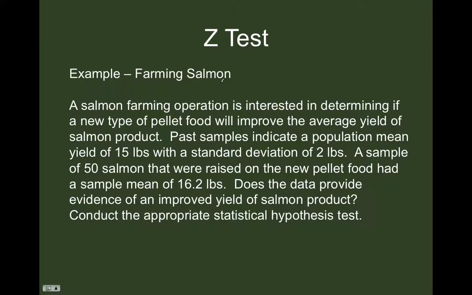Let's take a look at an example here. Farming salmon. A salmon farming operation is interested in determining if a new type of pellet food will improve the average yield of salmon product. Past samples indicate a population mean yield of 15 pounds with a standard deviation of 2 pounds. A sample of 50 salmon that were raised on the new pellet food had a sample mean of 16.2 pounds. Does the data provide evidence of an improved yield of salmon product? Conduct the appropriate statistical hypothesis test.